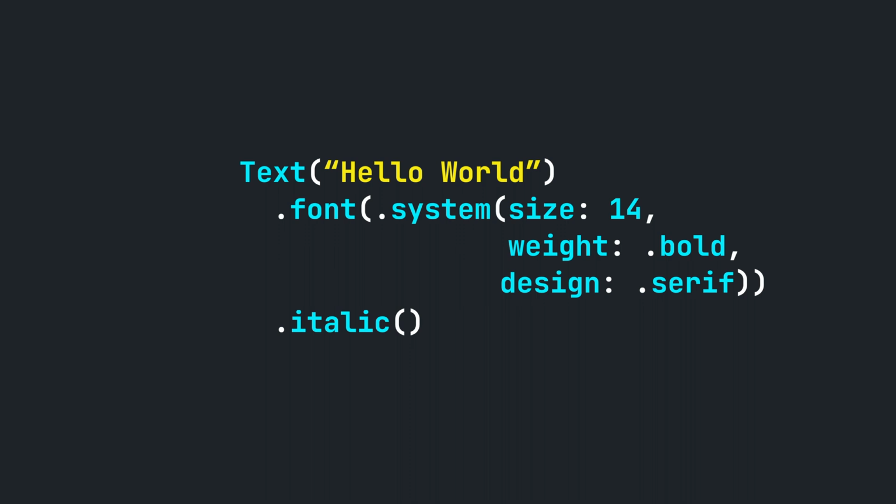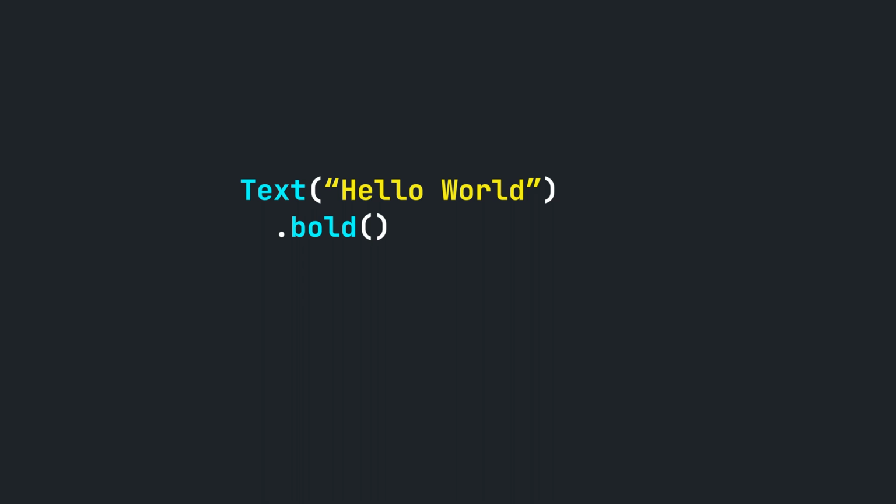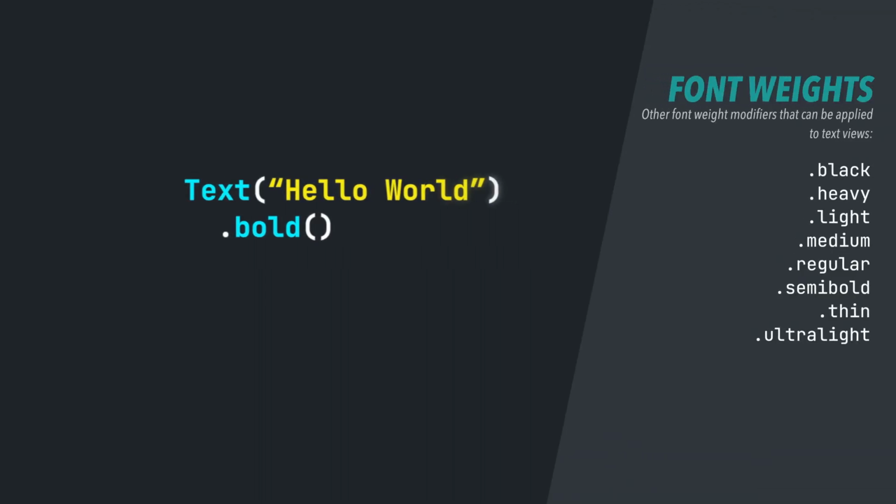If we want to modify the text to just bold, we can apply the modifier for this by adding the bold modifier. Along with the bold modifier, we have 8 other font weights we can apply to text views.